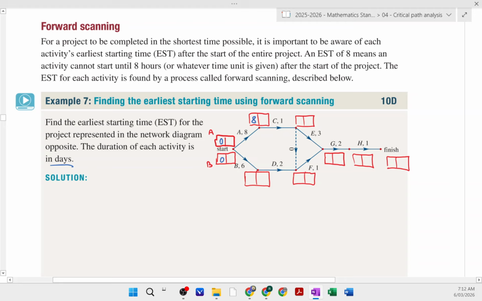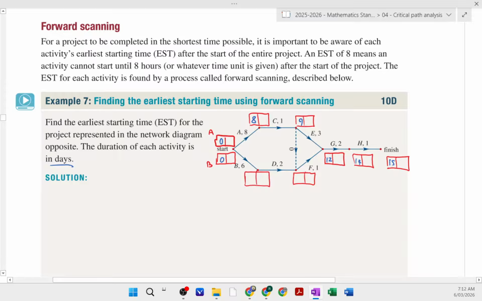And we'll keep along that track. C takes 1 day to finish, which means E cannot start until after 9 days. Once again, I'll keep following that down to G. E takes 3 days, which means G cannot start until day 12. And then moving along to the next one, G takes 2 days. H obviously can't start till 14. And that means that the finish would be after day 15.